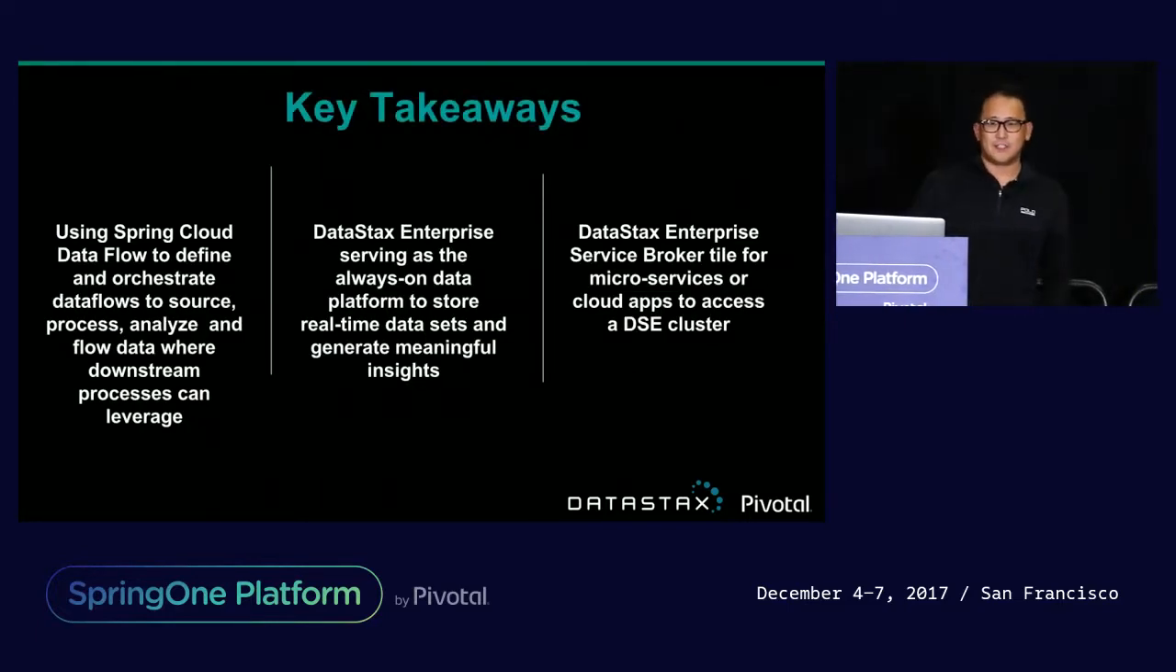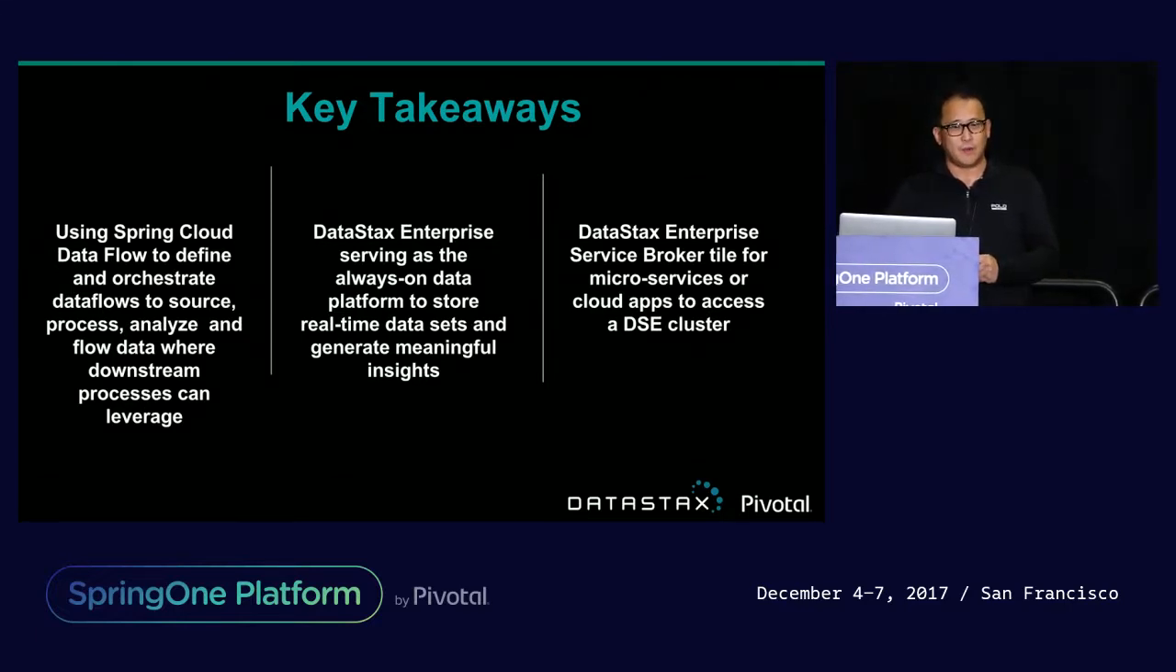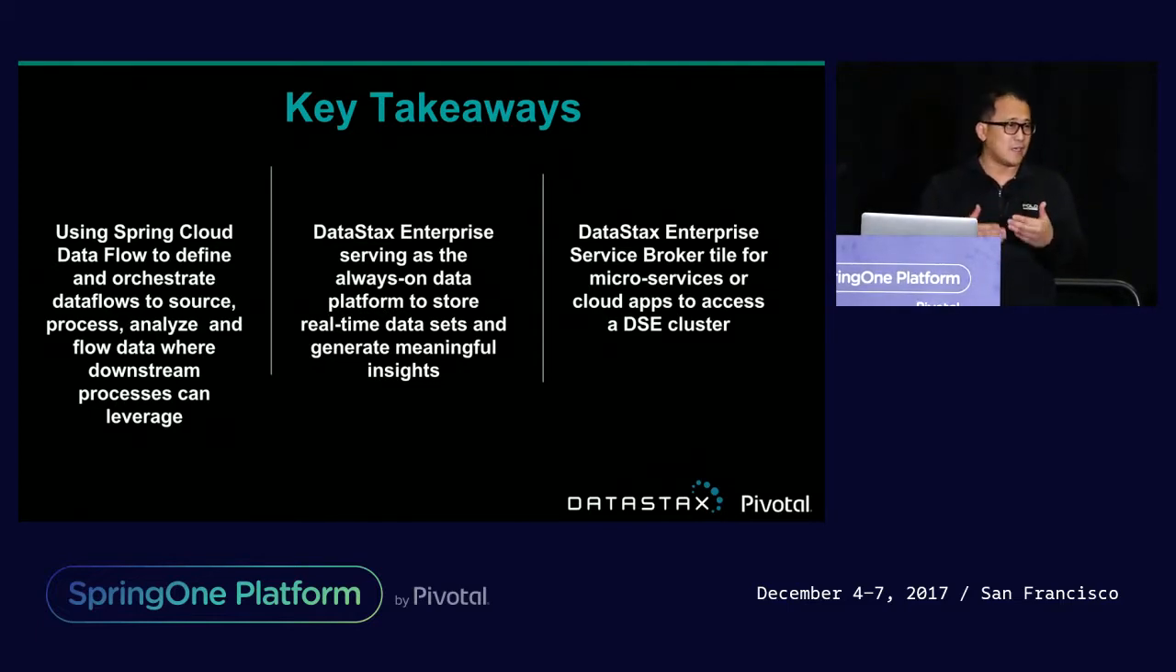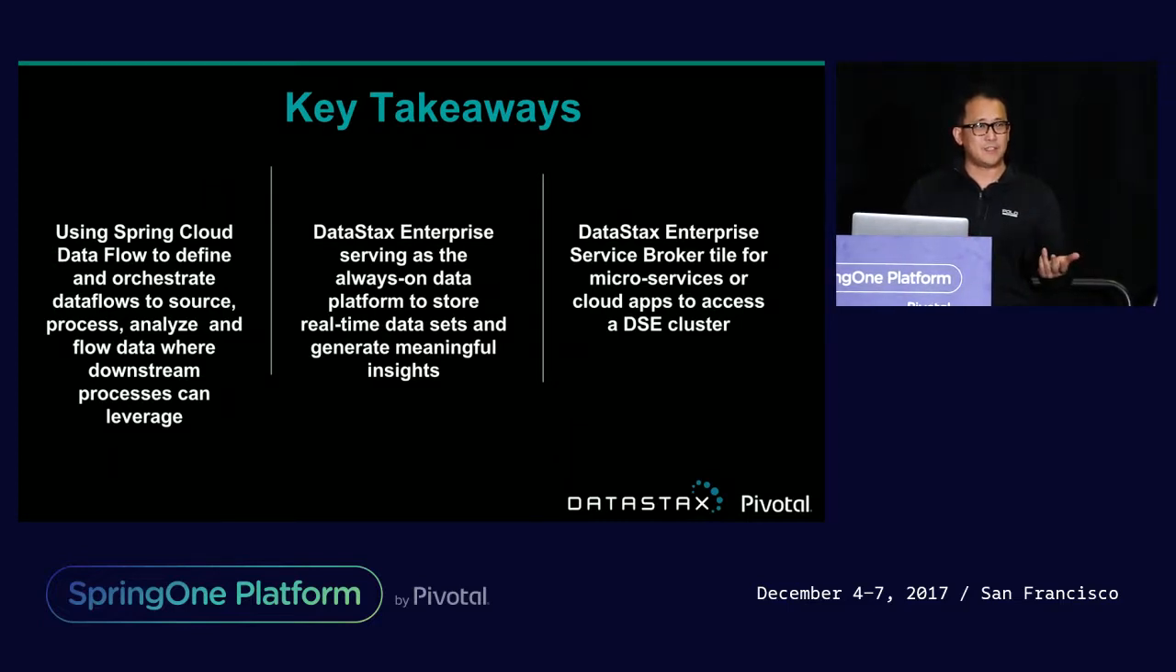The key takeaways from this session: you can use Spring Cloud Data Flow to define and orchestrate the data flowing into a source, and process, analyze, and flow data downstream for downstream processes. In our case, we use a DataStax cluster. DataStax Enterprise will serve as an always-on data platform to store your real-time data, and you will be able to use DSE Search to generate meaningful insights. And finally, with the DataStax Service Broker tile we built on Cloud Foundry, you can easily bind your Spring Boot application to our database in the cloud.